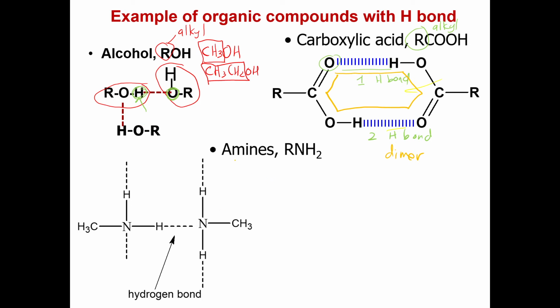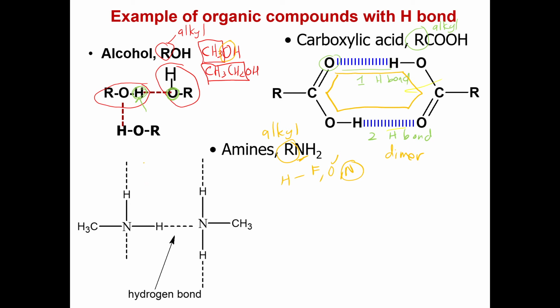Okay, for the third example, amine, RNH2. This is the same, R refers to the alkyl group. So in alcohol we have oxygen, that's why it can form hydrogen bonds. Same goes for carboxylic acid, we have oxygen. So in amine we have N. So remember, hydrogen bond is between hydrogen and FON. So O in alcohol and carboxylic acid, and in amine we have nitrogen.